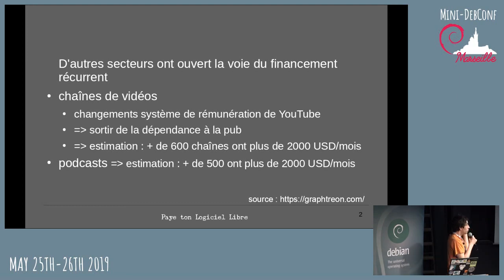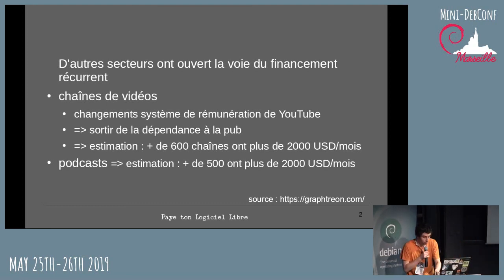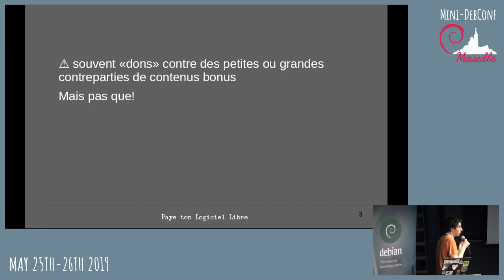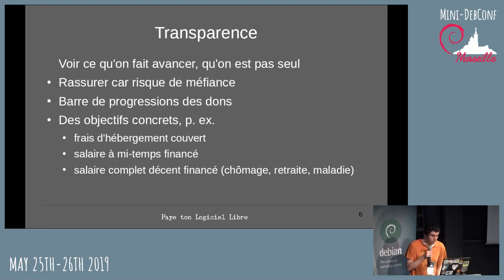There are more than 600 channels which get at least $2,000 per month. And about podcasts, I found that there are more than 500 channels that get more than $200 per month. So this is working, direct remuneration. Recurring payment is something that is working in other fields. But the caveat is that often there are counterparts, bonus content, so not open access, but most of the time it's that. But with libre software, there's no direct counterpart, so what can we do to compensate?